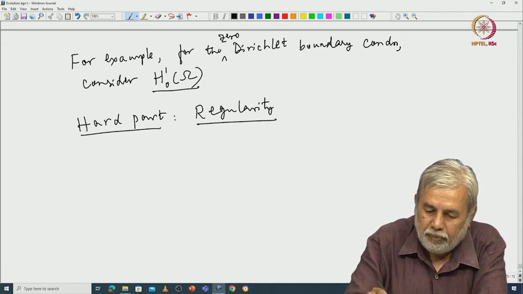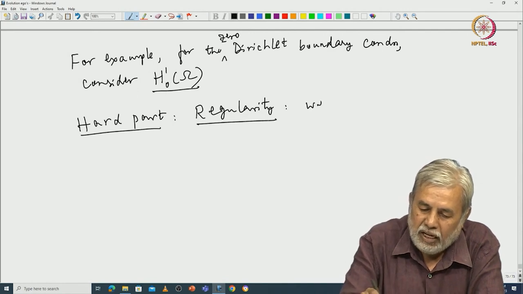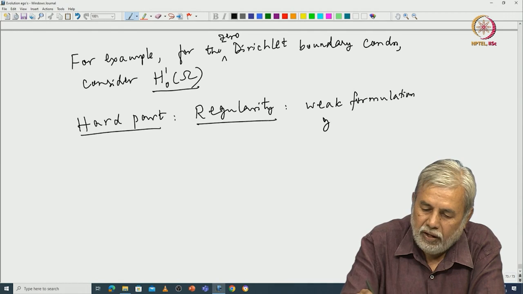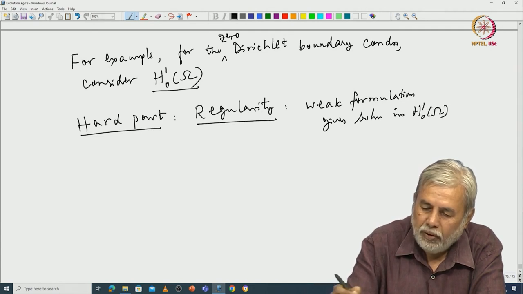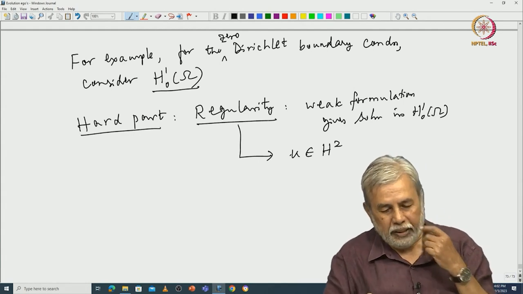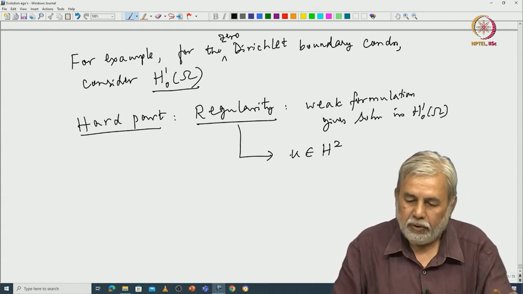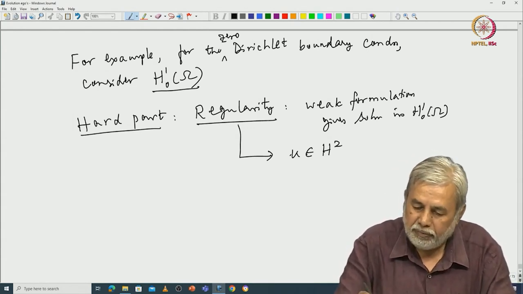So, actually the solution first you obtain using weak formulation. Weak formulation gives solution in H1 0 omega. Okay, but regularity gives actually U is in H2, even for a general second order uniformly elliptic operators. Okay. So, that is the hard part.